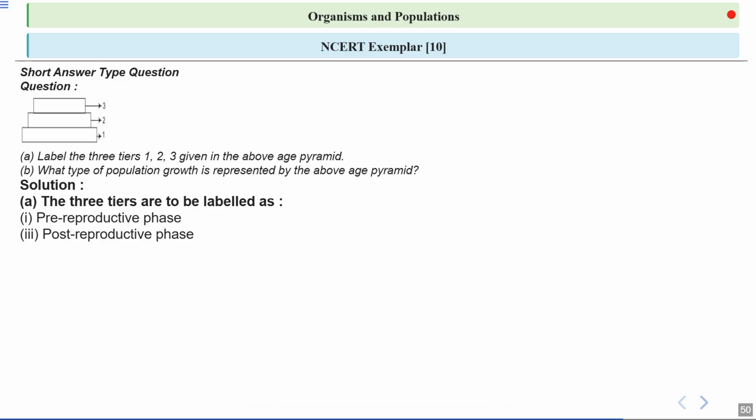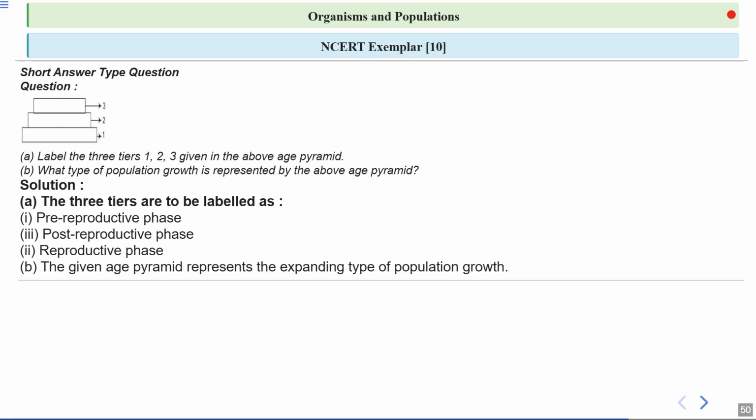Clear? We talked about the pre-reproductive phase where all the young individuals are present. In the reproductive phase, all the individuals have the ability to reproduce. They are reproductively mature. Their sex organs are mature. They can produce offspring. Okay, then you have the post-reproductive phase. So these are older individuals who are no longer able to reproduce. Okay. So second tier, as we have discussed, is for the reproductive phase. This group includes all individuals who are of reproductive age.